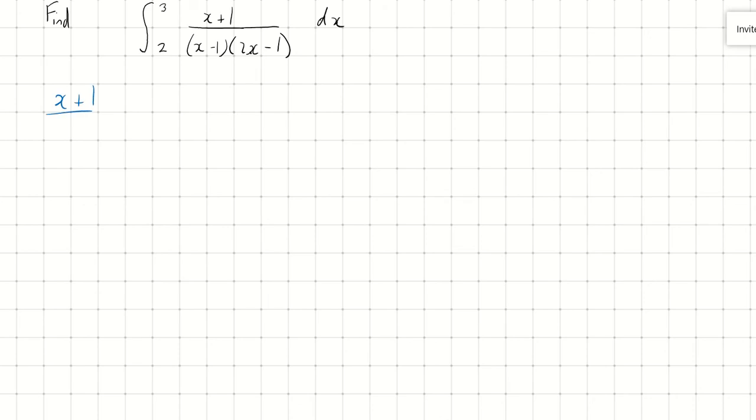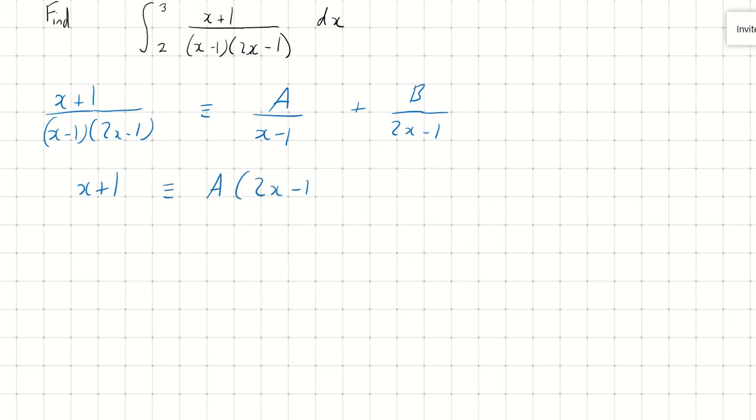So (x + 1) over (x - 1)(2x - 1) can be rewritten as A over (x - 1) plus B over (2x - 1). That's the standard form for partial fractions where we have two linear factors in the denominator. If we multiply both sides by (x - 1)(2x - 1), this becomes x + 1 is equivalent to A(2x - 1) + B(x - 1). So we've multiplied through by (x - 1)(2x - 1).